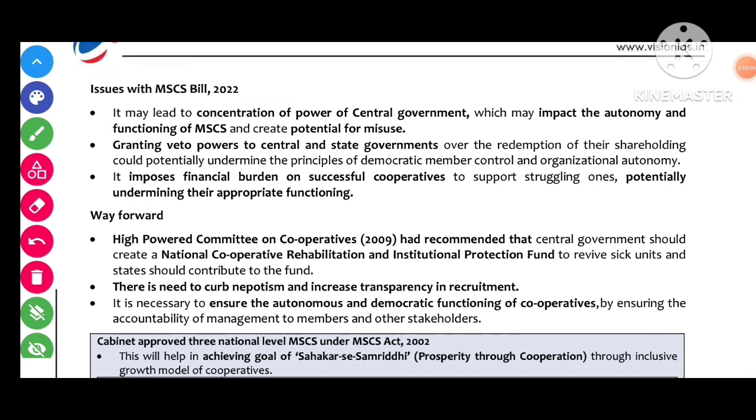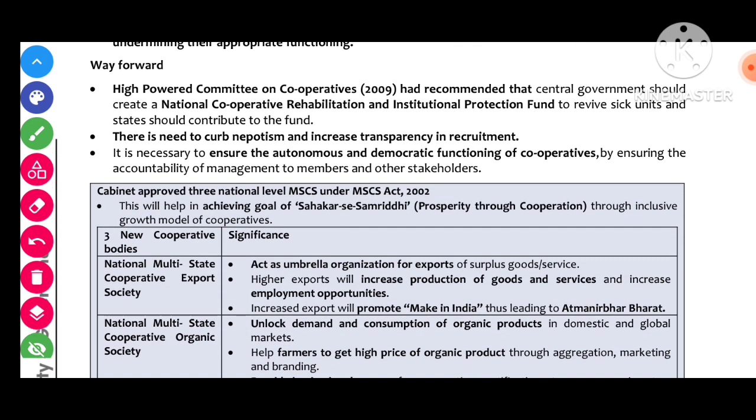Okay, so these are the concentration of power in the central government, which may impact the autonomy and functioning of multi-state cooperative societies and create potential for misuse, granting veto powers to the central and state governments, and imposing a financial burden on successful cooperatives. So these are some issues related to the multi-state cooperative society. You can remember this. And way forward.